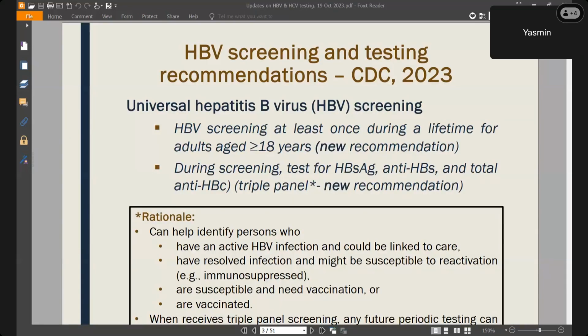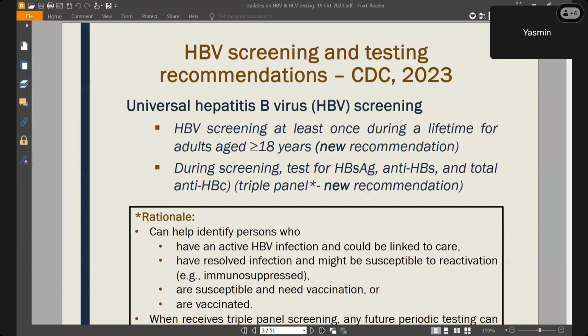Right. Now we begin first with a very updated recommendation by CDC in March this year. Right. As you can see, this new recommendation relates to universal hepatitis B screening. For many years, including in Malaysia, what we have essentially been doing is basically doing HBsAg and anti-HBs.